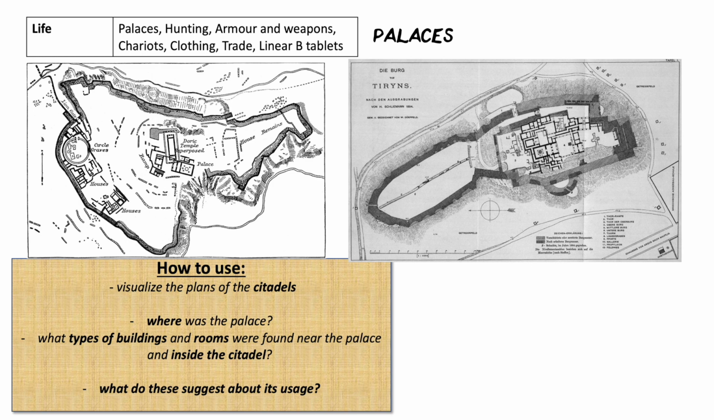Then they tend to be surrounded by rooms that have specific usage, like oil press rooms or the archives where they would have kept Linear B tablets. So these suggest that they are hives of industry. They've got particular people with particular jobs working within them.